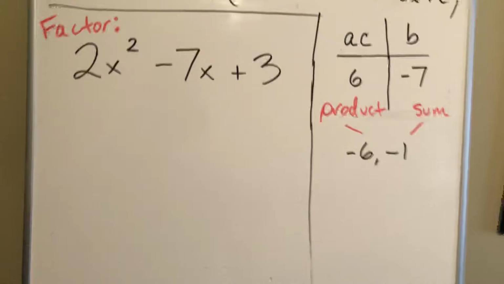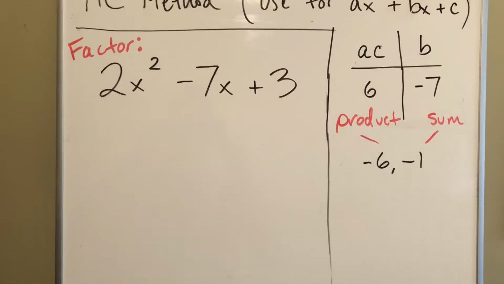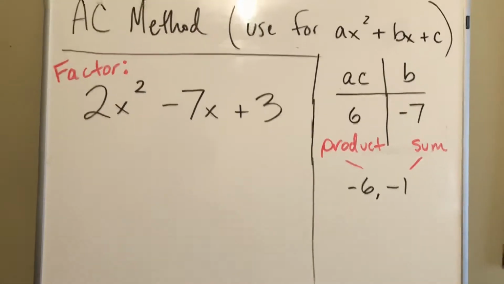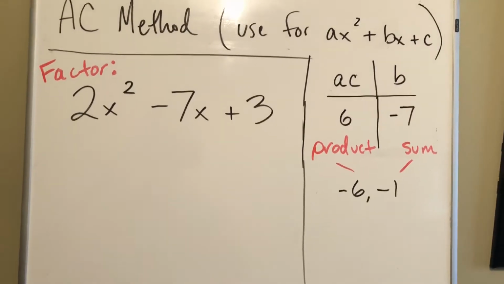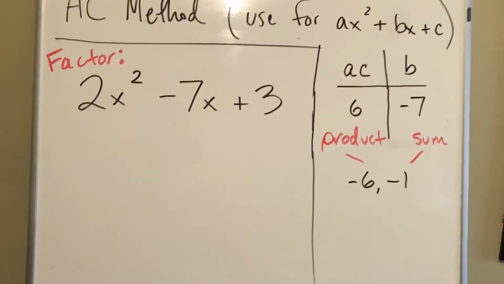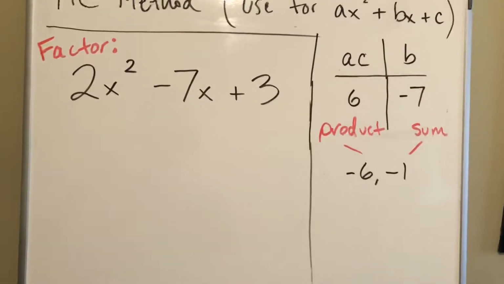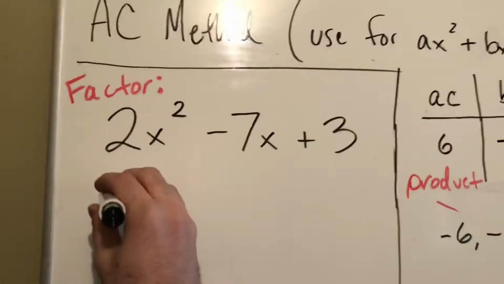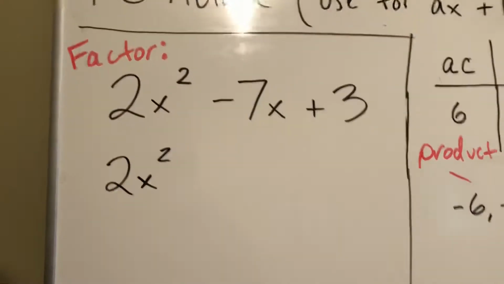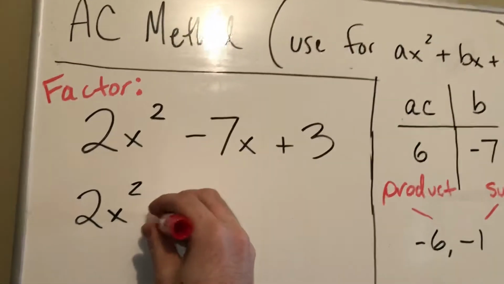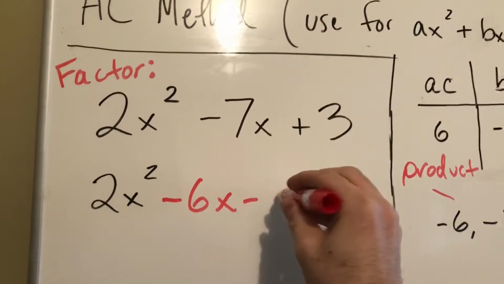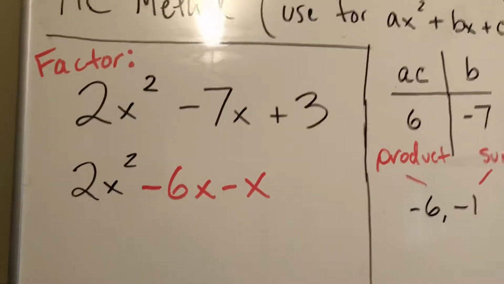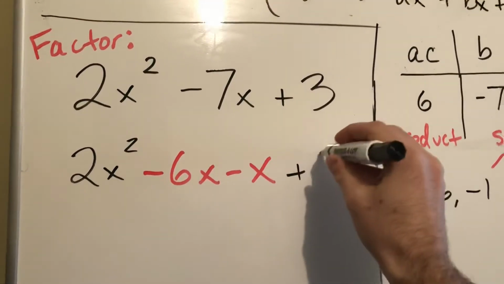All that I'm going to do next is make one change in my quadratic expression. I'm going to change the middle term, negative 7x, into minus 6x and minus 1x, since those are the two numbers I found using the AC method. So I'm going to rewrite this now as 2x squared minus 6x minus 1x, or just minus x, plus 3.